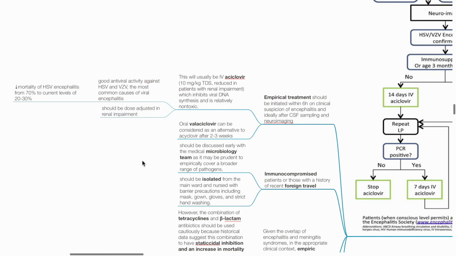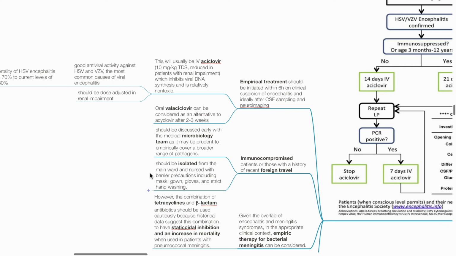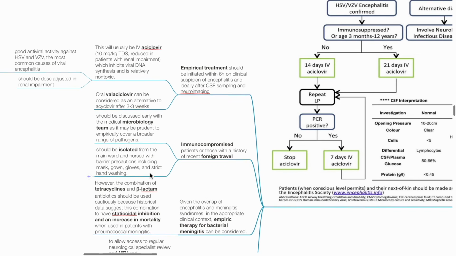Acyclovir has good antiviral activity against HSV and VZV, the most common causes of viral encephalitis. It reduces mortality of HSV encephalitis from 70% to 20 to 30%. Oral valacyclovir can be considered as an alternative to acyclovir after 2 to 3 weeks.